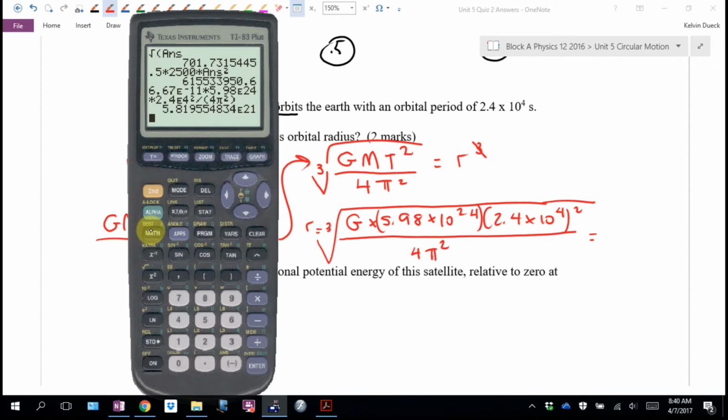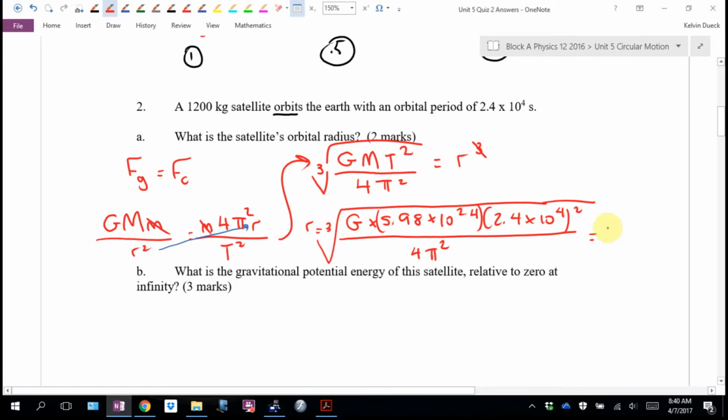And then on my graphing calculator, I go math. Cube root is option 4. Do you get that? I guess it's going to be 1.80 times 10 to the 7th, and it's meters. Is that correct? Yes, sir. Same as before. Half mark, half mark, half mark, half mark.